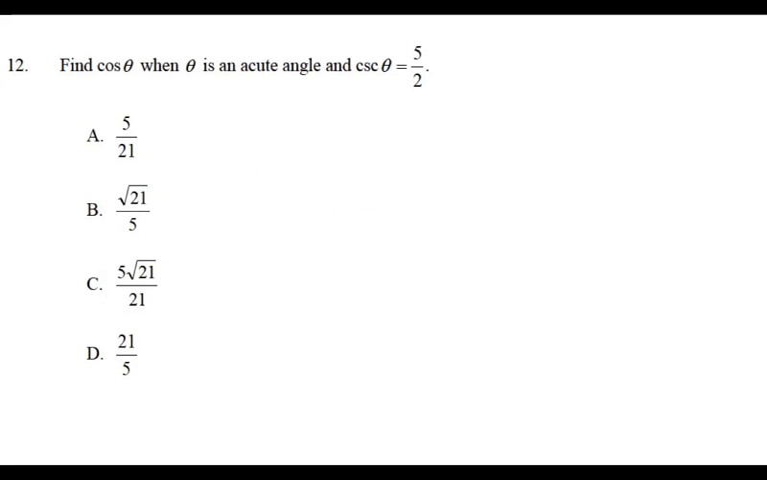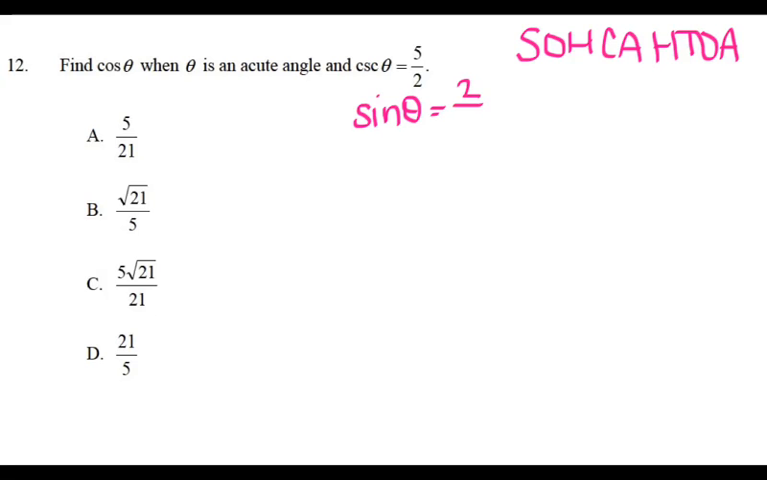Number 12 is very similar. Find cosine of theta when theta is an acute angle and cosecant of theta is 5 over 2. So again, we're finding a trig function, so I'm going to go ahead and write SOHCAHTOA. Okay, so cosecant, you need to know, is the reciprocal of sine. So since cosecant is 5/2, sine is going to be 2/5.